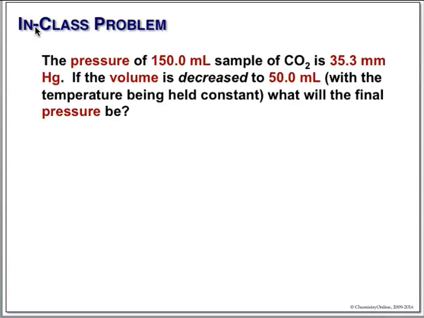Doesn't have to be liters, it can be any measure of volume. We have 150 milliliters. Here's our pressure, 35.3 millimeters of mercury. We're going to change our volume to 50 mL. We start with a volume of 150, we reduce the volume to 50. What happens to the pressure?